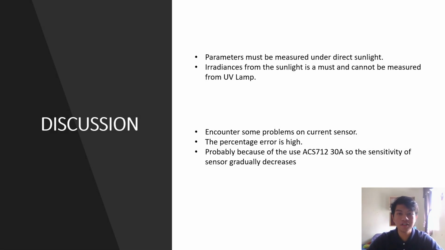So for discussion, these parameters must be measured under direct sunlight, because if we test it under a UV lamp, it cannot get the irradiance from the sunlight, so the circuit will not detect it. So another discussion, we encountered some problems with the current sensor. As we stated earlier, the percentage error is high. This is because we use a 30 amp current sensor, so the sensitivity of the sensor will decrease.